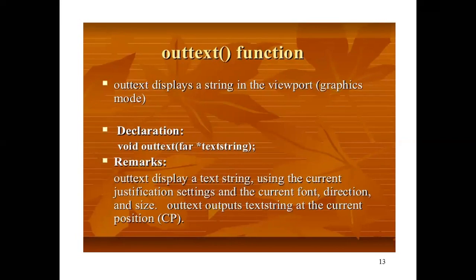Now, this is the outtext function. Outtext displays a string in the viewport. Suppose we have the viewport, and you can define the text inside that. What is the syntax for that? You can use void outtextxy, and within the braces, as an argument, you use a char pointer to the text string. Here you are defining the pointer so that you can display a string in the viewport.